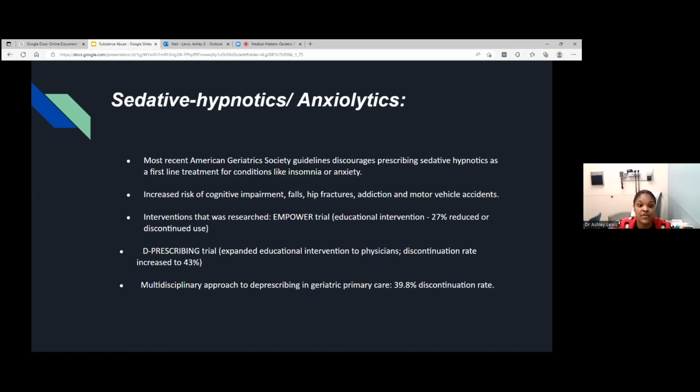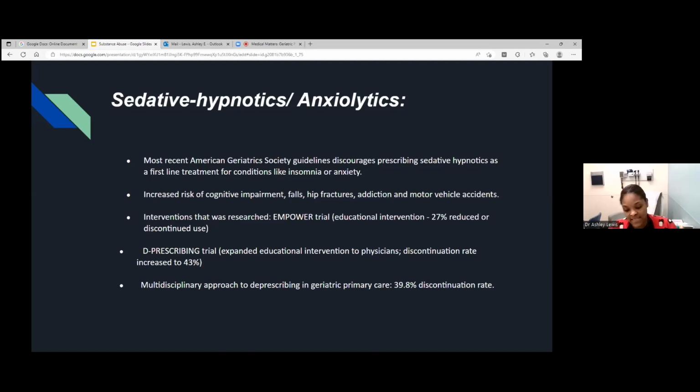Some of the interventions that were researched include the EMPOWER trial, which showed a reduction of 27%, as well as a deprescribing trial, which showed the discontinuation rate increased to about 43%. There was another multidisciplinary approach to deprescribing in geriatric primary care, which showed about a 39.8% discontinuation rate.